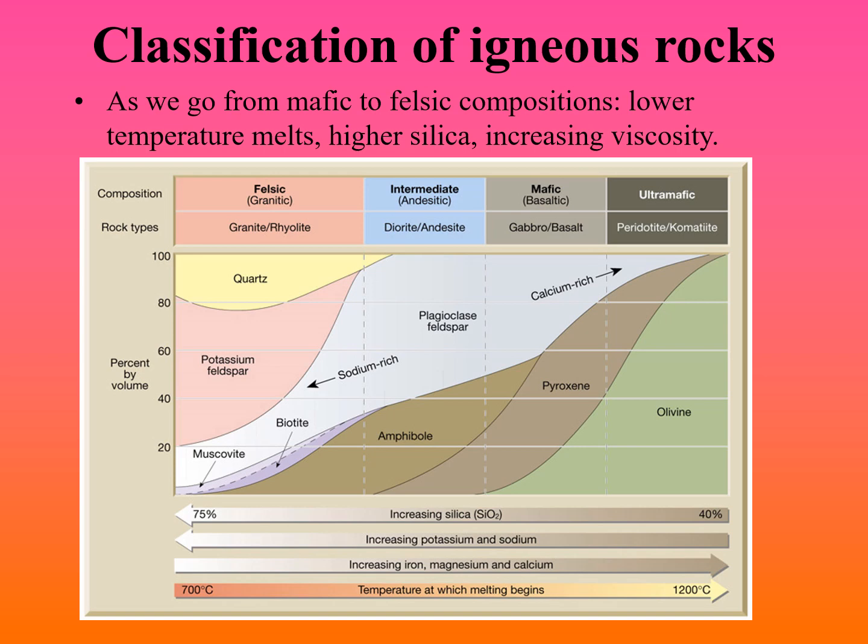And as we go from mafic to felsic compositions, at the felsic end, we have lower temperature melts, right? So lower temperature formation of minerals, and those minerals are higher in silica, and therefore they increase viscosity.